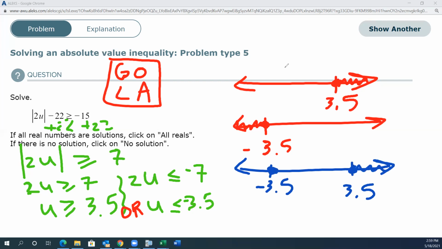Now, for some crazy reason, if this were an and problem, then there'd be no solution, because this stuff here and this stuff here, they don't overlap. And means intersection. It means where do they overlap.